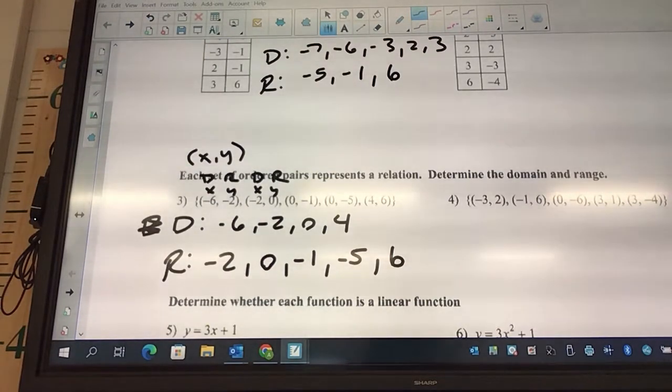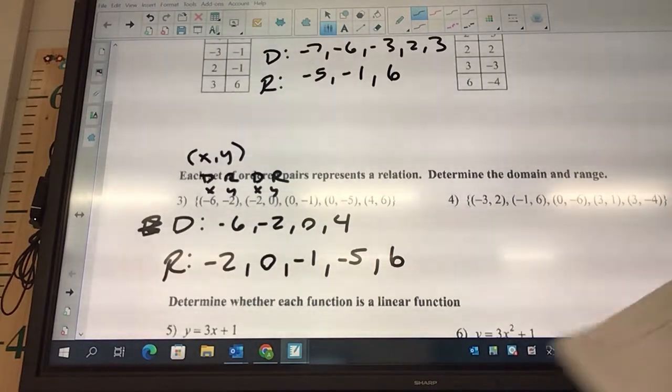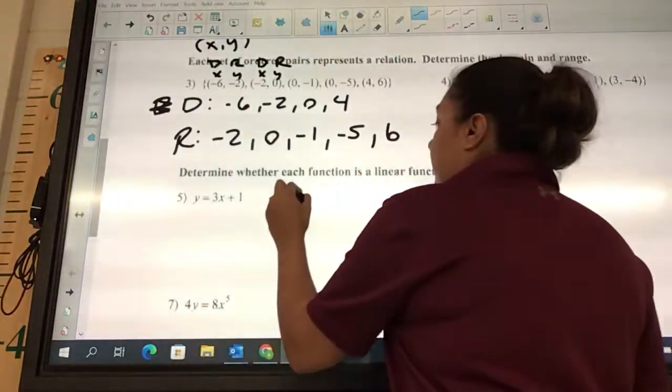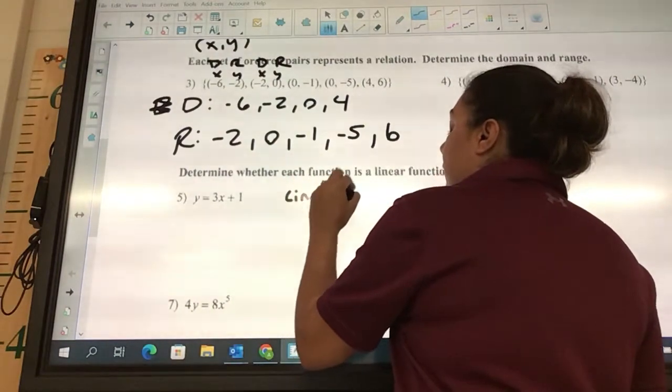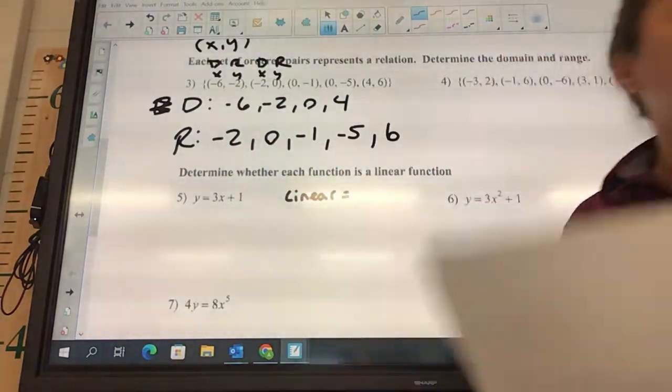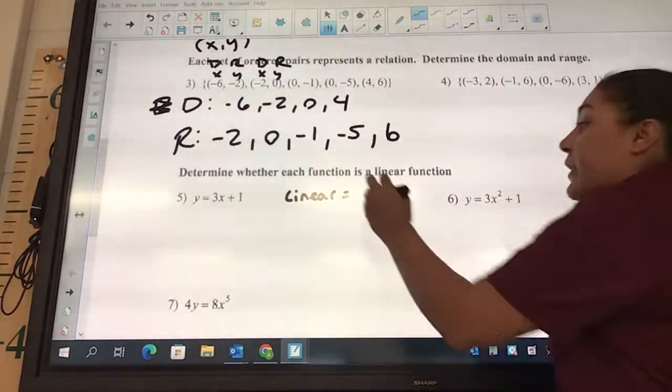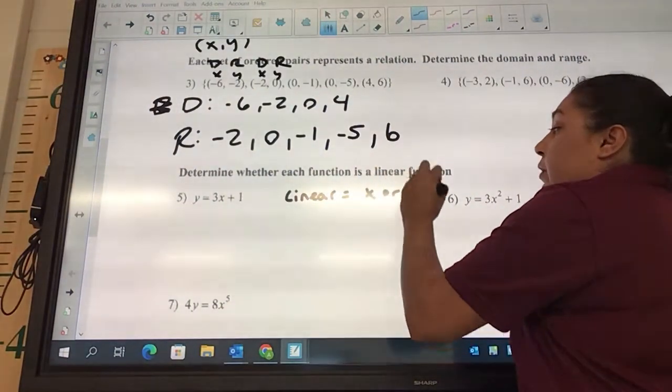Okay, determine whether each function is a linear function or not. So what does linear look like? I think just one, I believe. And linear is just one, right? Okay, one what? There's one X. Yeah, so it's just like x or x to the 1 power.